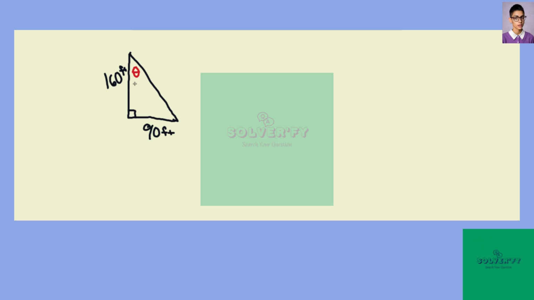All right, so if we're trying to find this angle, the 90 is opposite of that, and the 160 is the adjacent side, because we don't know the hypotenuse, and we're not going to need to worry about that. So what trig ratio uses the opposite and the adjacent side? And hopefully you know that that is the tangent. So I know that the tangent of theta is equal to the opposite over the adjacent.